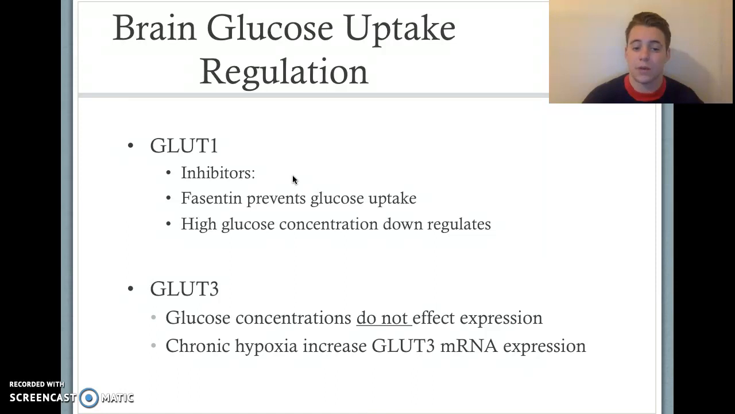Glucose transporter 3, on the other hand, is not affected by blood glucose concentrations, and so the expression is always there on the plasma membrane, and that can be very important, again, for low blood sugar levels. You're always getting that glucose to the brain, which needs its energy. However, chronic hypoxia in fetal cells was found to increase glucose transporter 3 mRNA expression, which is pretty interesting.